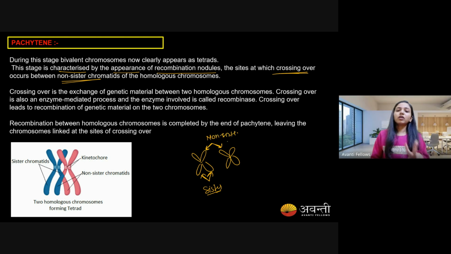ठीक है, और क्रॉसिंग ओवर हमेशा किसके बीच में होगा? Exchange of genetic material between two homologous chromosomes. क्रॉसिंग ओवर में एक एंजाइम इन्वॉल्व होगा, there will be an enzyme and that enzyme is recombinase. क्रॉसिंग ओवर में जेनेटिक मटेरियल दो क्रोमोसोम्स के बीच में एक्सचेंज होगा.